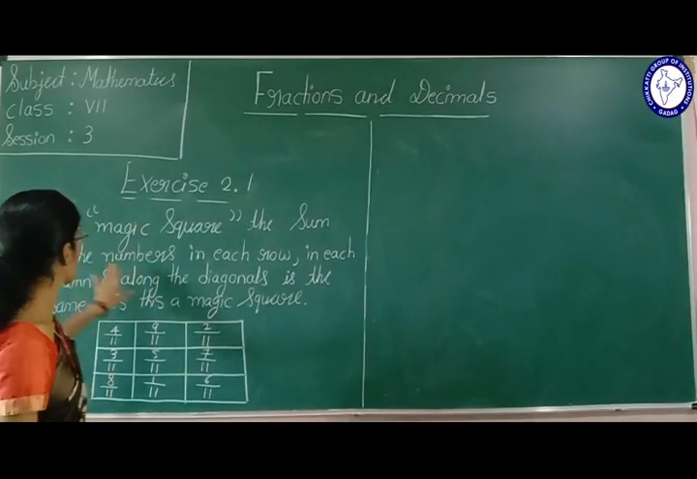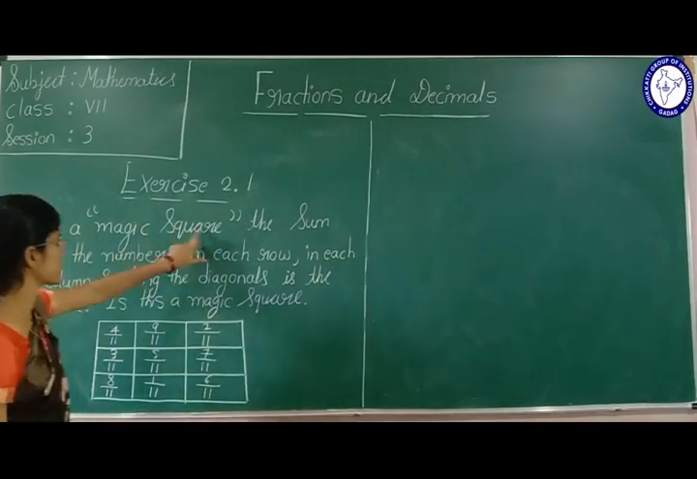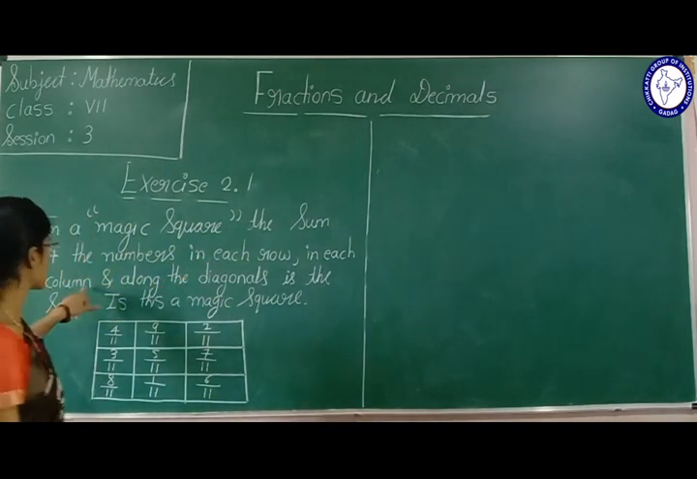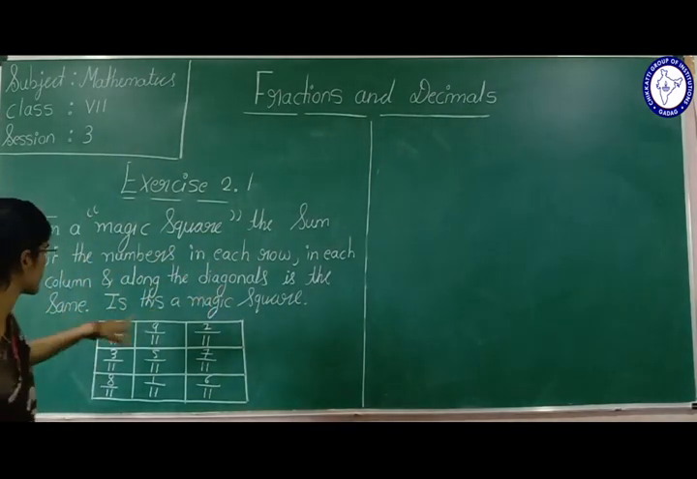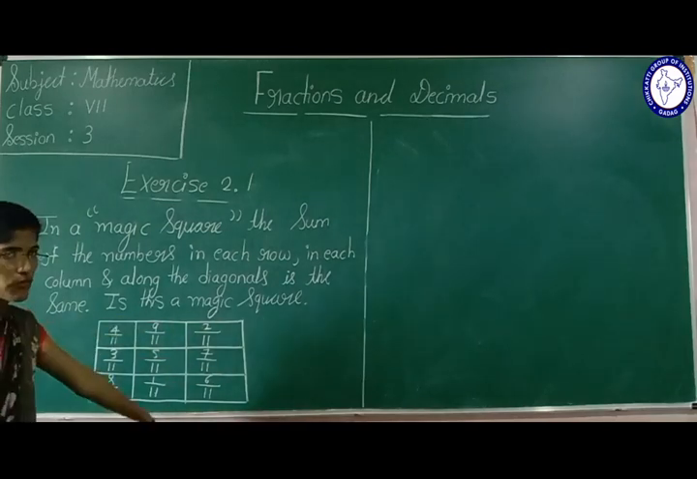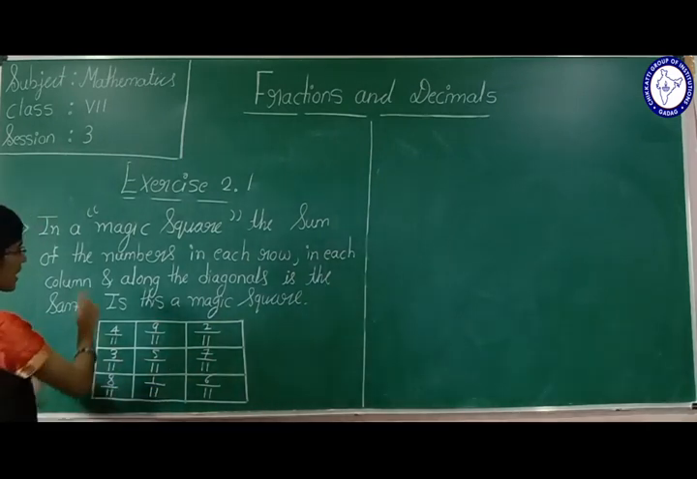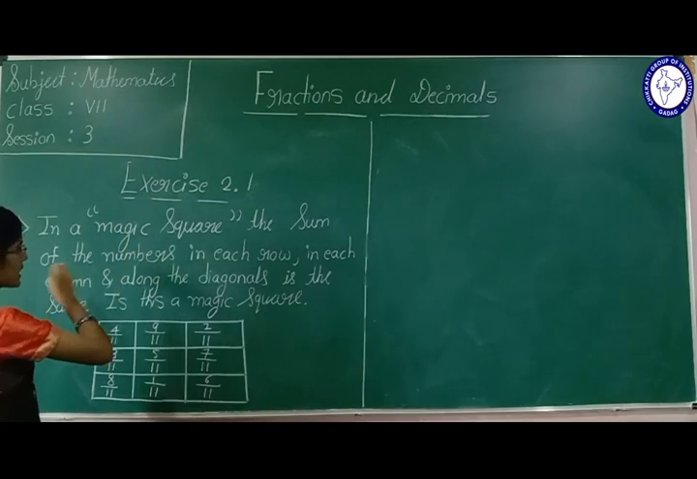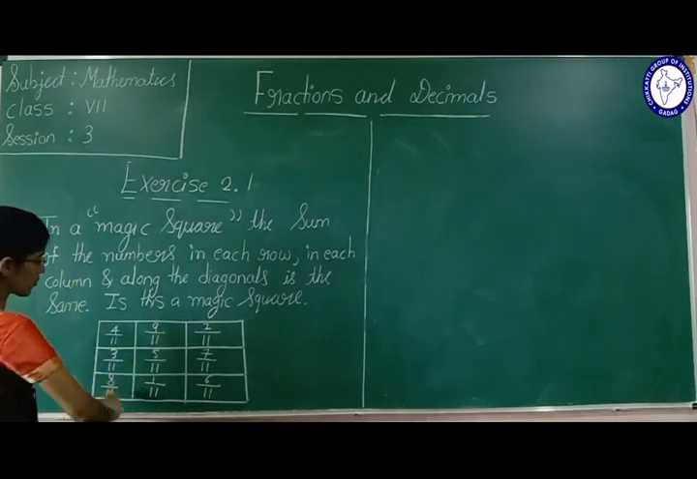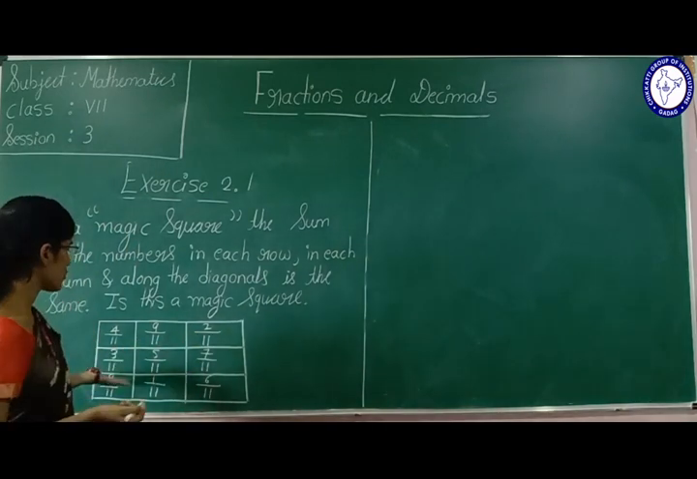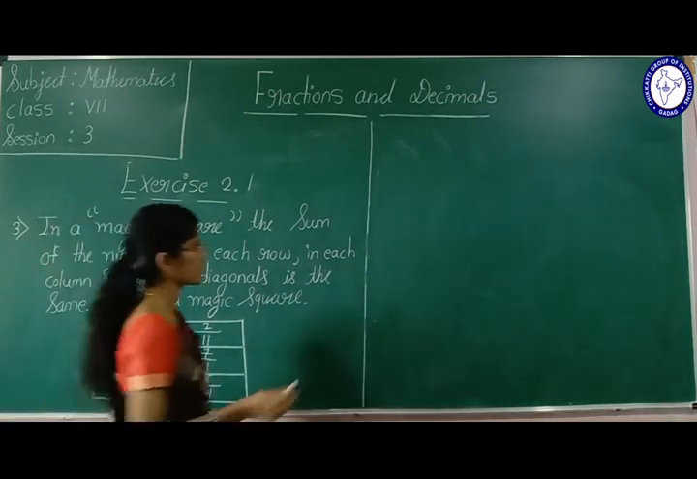Now see student, the third question. In a magic square, the sum of the numbers in each row, in each column and along the diagonals is the same. Is this a magic square? We have to tell whether this is a magic square. Magic square means the sum of the numbers in each row, in each column and in the diagonal, the sum should be same. That is called magic square. Now they are asking, is this a magic square?